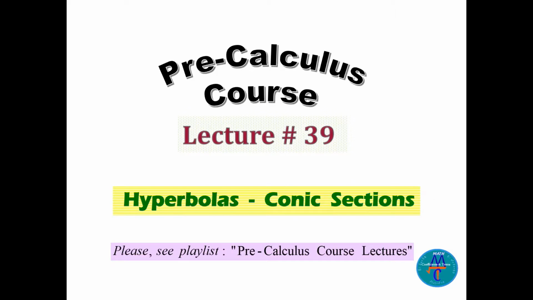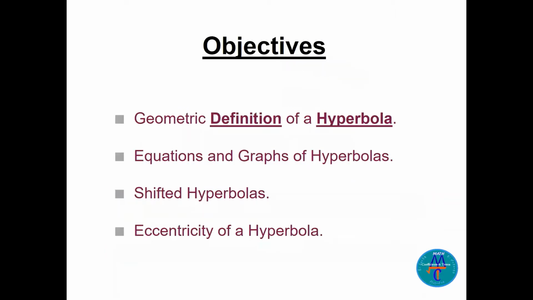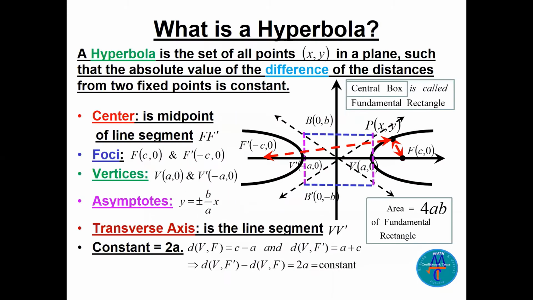This is Pre-Calculus course lecture 39, the one before the last lecture. The last one is lecture number 40. This is hyperbolas as a conic sections. So in this lecture, we have 4 ideas in the objectives. We will define the hyperbola. We will look at the equation and the graphs, shifted hyperbolas, and finding the eccentricity.